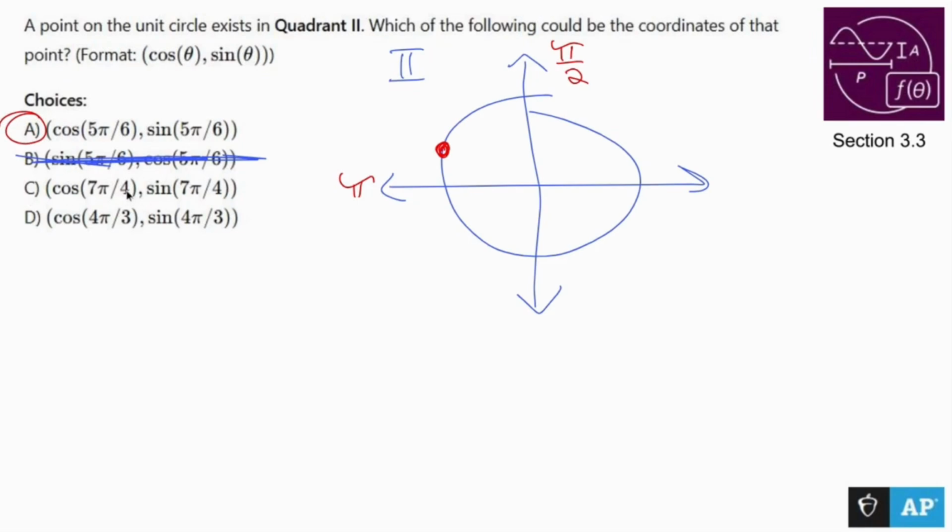7 pi over 4 is going to live over here, so not U. And 4 pi over 3 is going to live like right here, so not U. So the answer is going to be A.